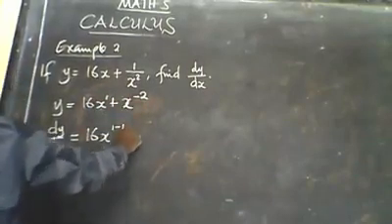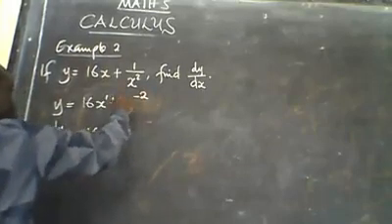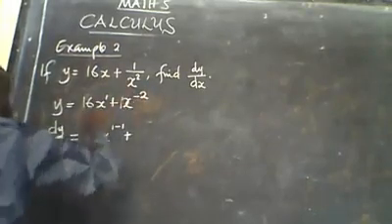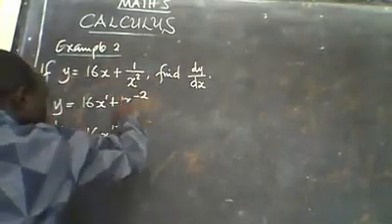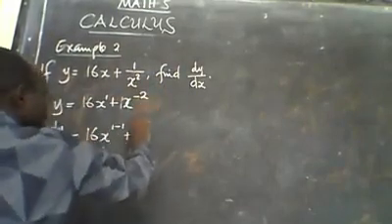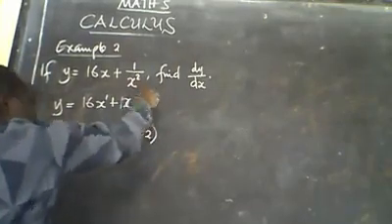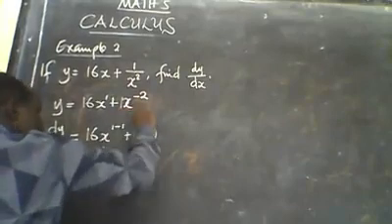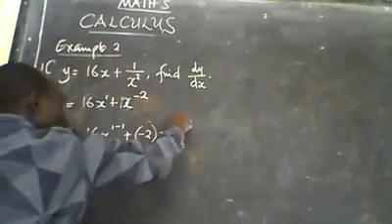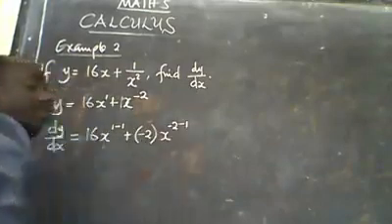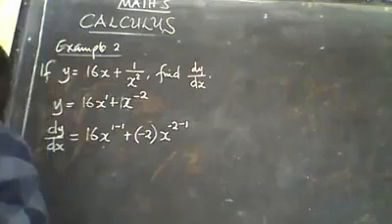Plus this term here has a coefficient of 1. It's the same as there's 1 here. So I'll say 1 times negative 2. That will give me negative 2. Then the x here, the power, which is negative 2. Always subtract 1. Step by step.